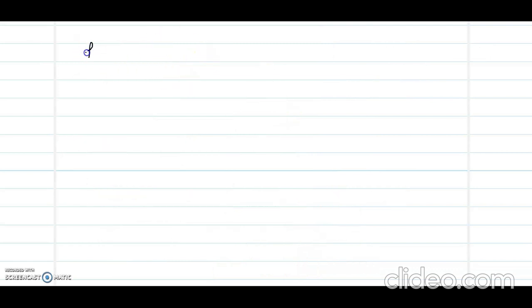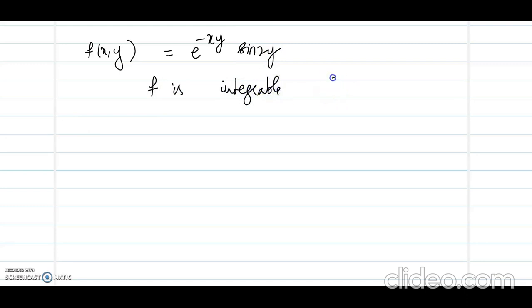Now our f of xy is equal to e power minus xy sin 2y. Again f is integrable as shown in the previous problem. We can do it here also. So it is integrable on 1 to infinity cross 0 to infinity. Now let us apply Fubini's theorem.